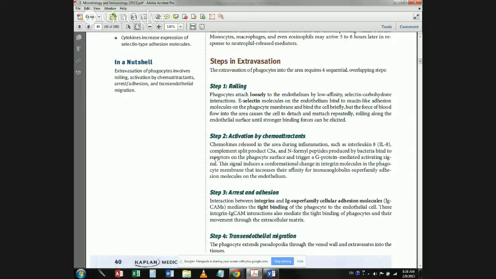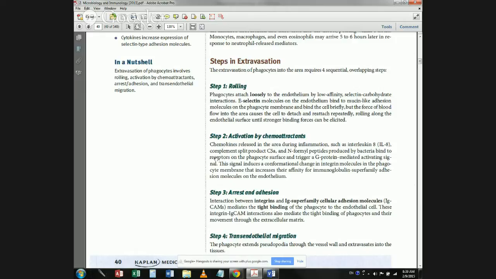So now that integrin, before we said it was mucin-like adhesion molecules, well, now this integrin will change and become stronger and bind more securely to something. I'm thinking E-selectins. But anyway, it will increase their affinity for immunoglobulin superfamily adhesion molecules on the endothelium. Well, yeah, that sounds like E-selectin. But notice that they are also immunoglobulin superfamily adhesion molecules.